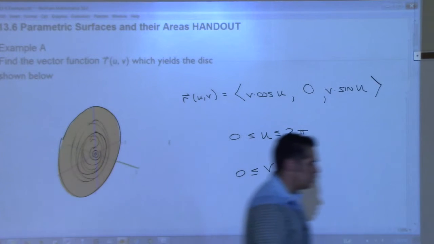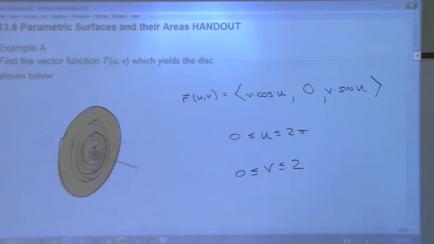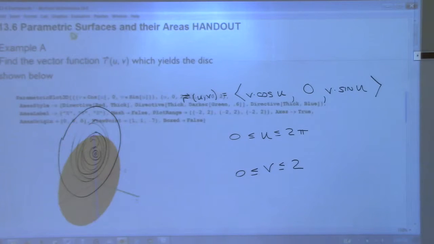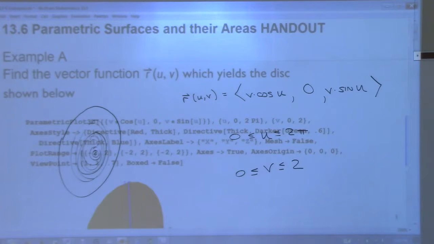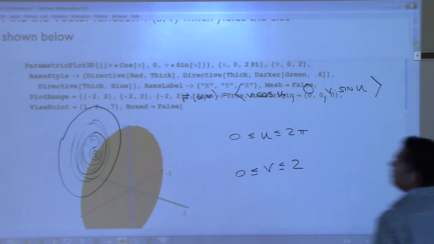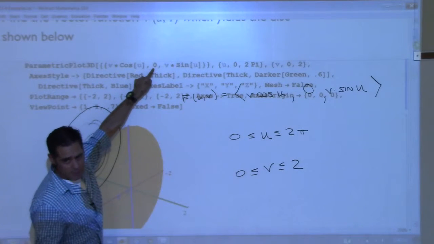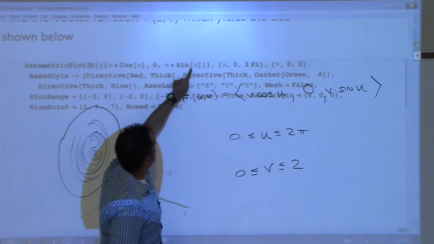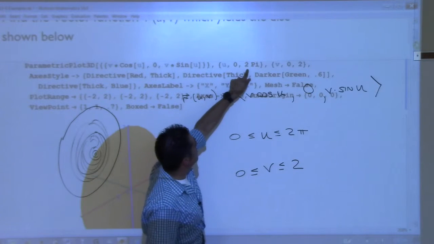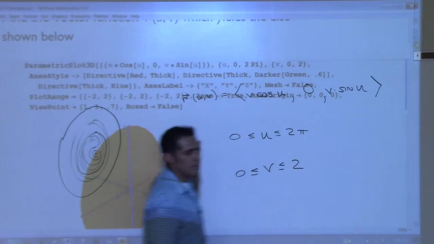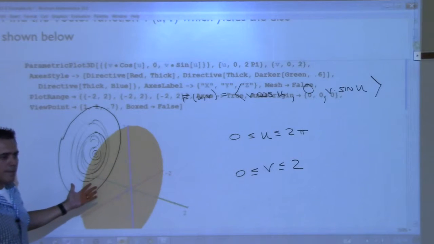And if I bring up the code that I wrote to draw this, you'll see I'm using something called ParametricPlot3D, which is a built-in function here. Right here, I do v cosine u, 0 for the y, v sine u, and then I tell the computer I want u to go from 0 to 2 pi, and I want v to go from 0 to 2, and boom, it draws me this.